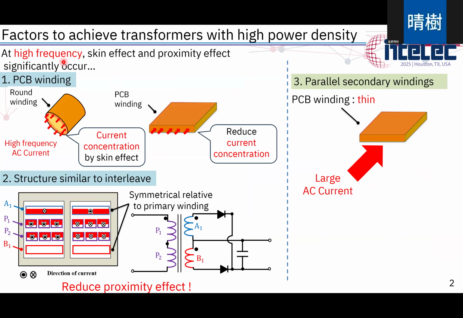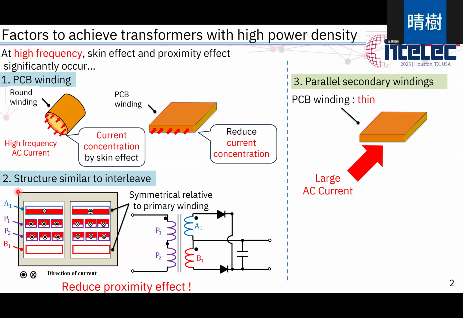So there are several factors to achieve transformers with high power densities. At high frequency, skin effect and proximity effect significantly occur. So the first factor is to use PCB windings. If round winding is used, high frequency AC current concentrates at the surface of the windings due to the skin effect. But PCB winding is very thin, so it can reduce current concentration like this.